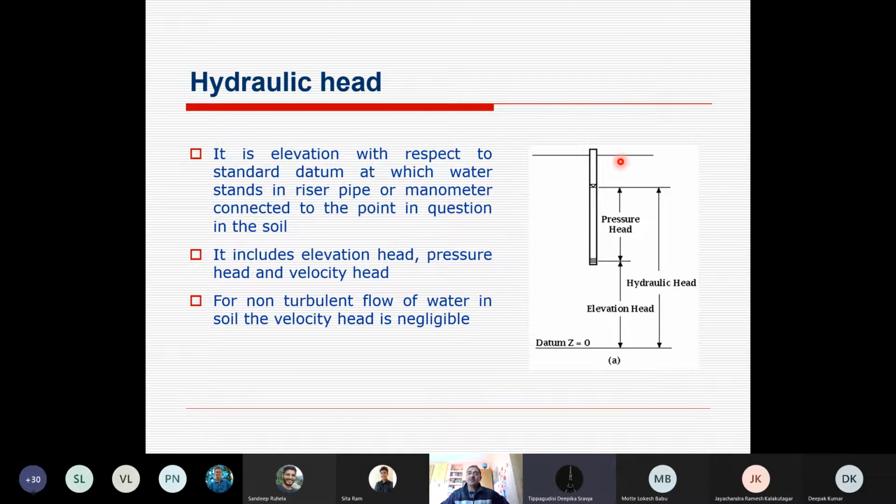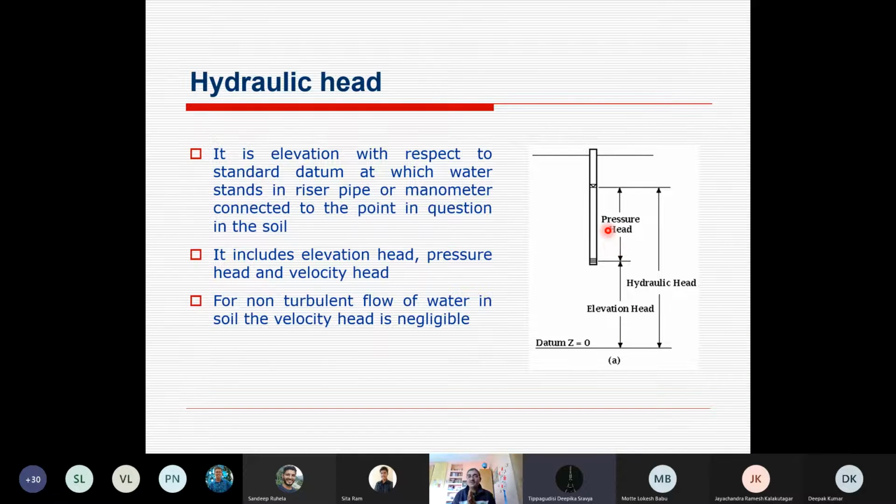It will be simply from this ground surface to this level. So this depth will be the hydraulic head, because by definition it is the difference from the datum point to the level of water at the point. It is called the hydraulic head. It includes elevation head and pressure head as well as velocity head.